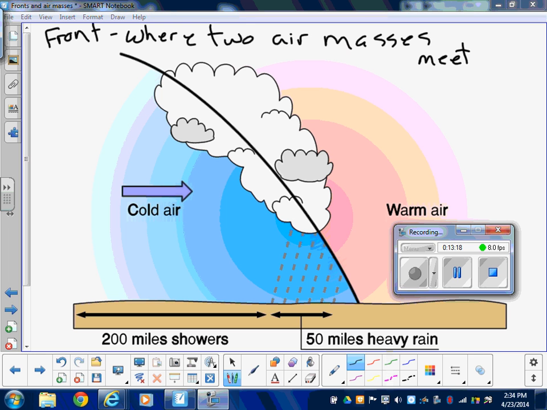Before we move on to that, did we get all the stuff on the first two worksheets on air masses? All good? No questions?